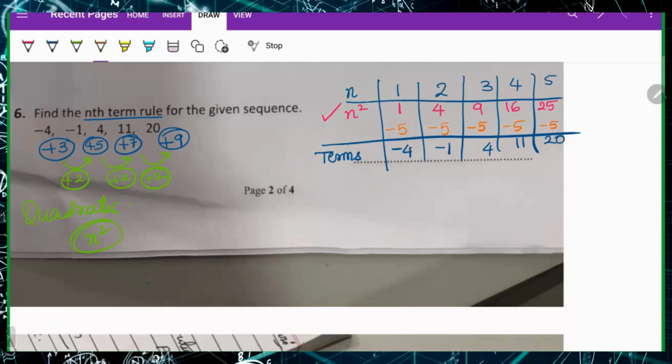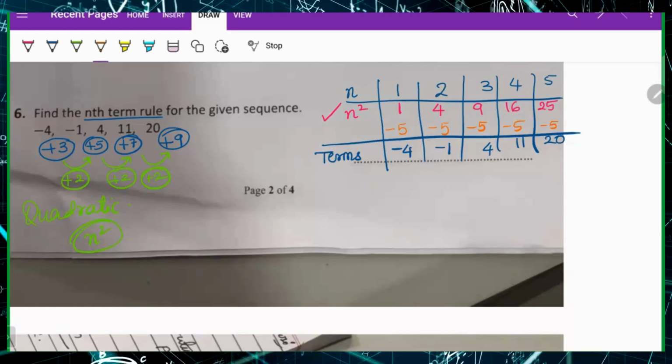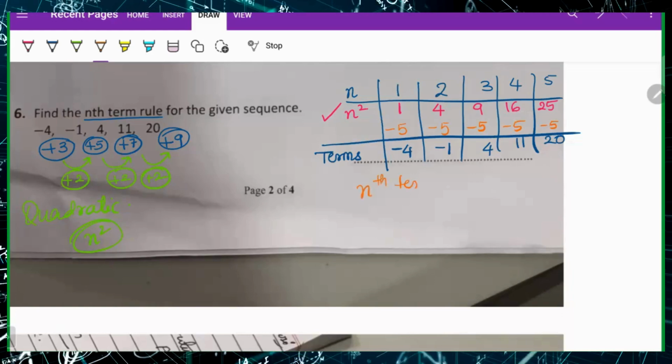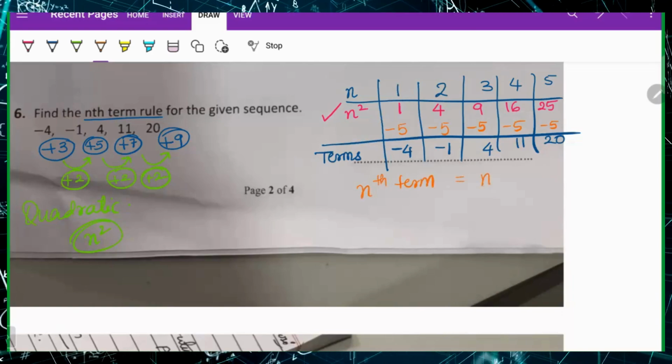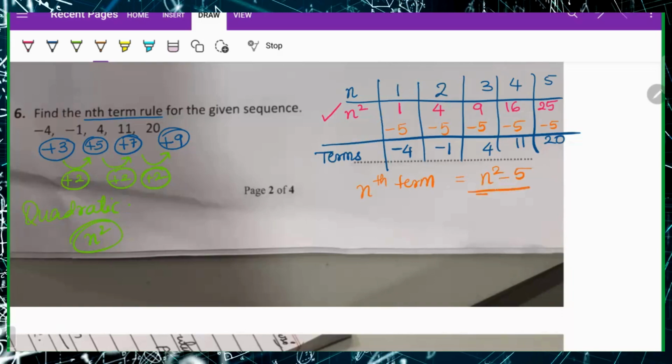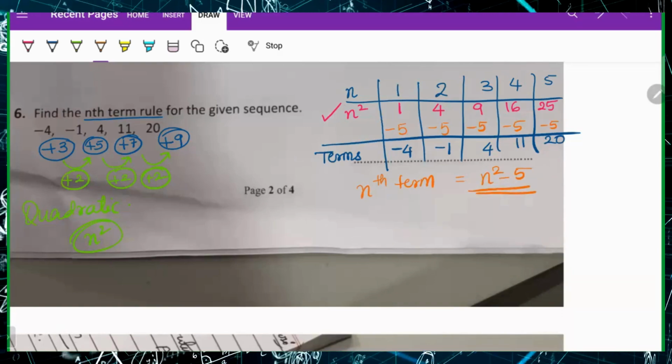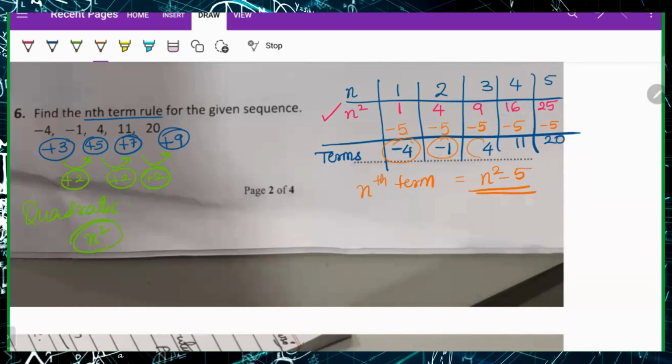So what do you understand? Your nth term will be n square minus 5. So when I do n square minus 5, that's how I obtain these terms.